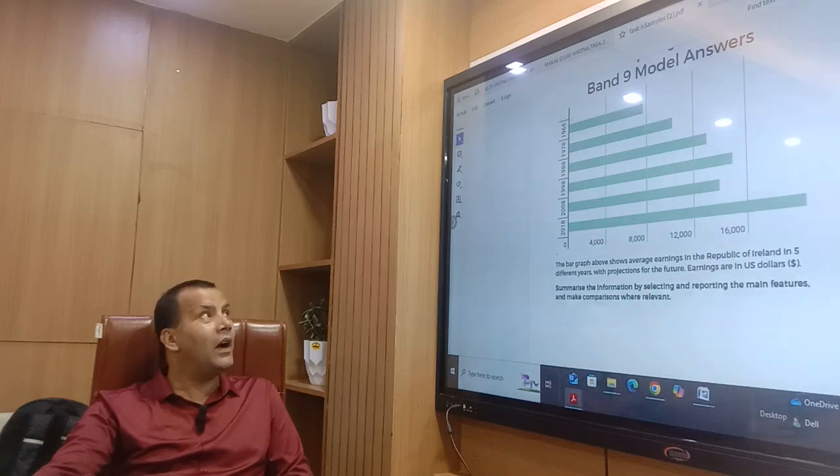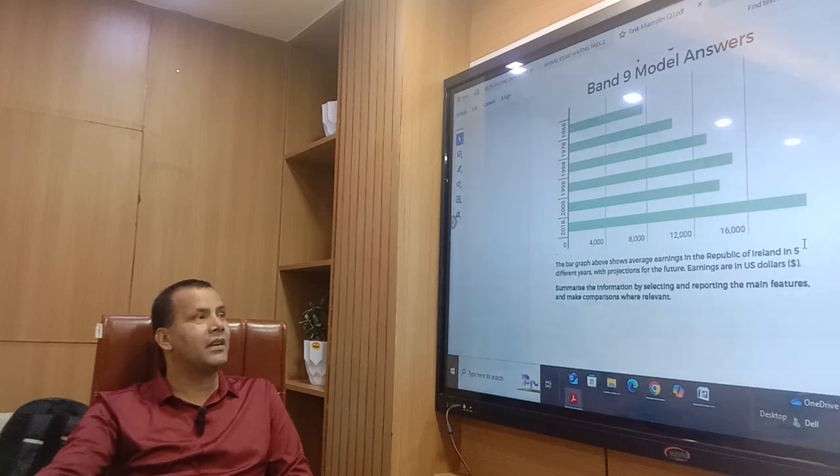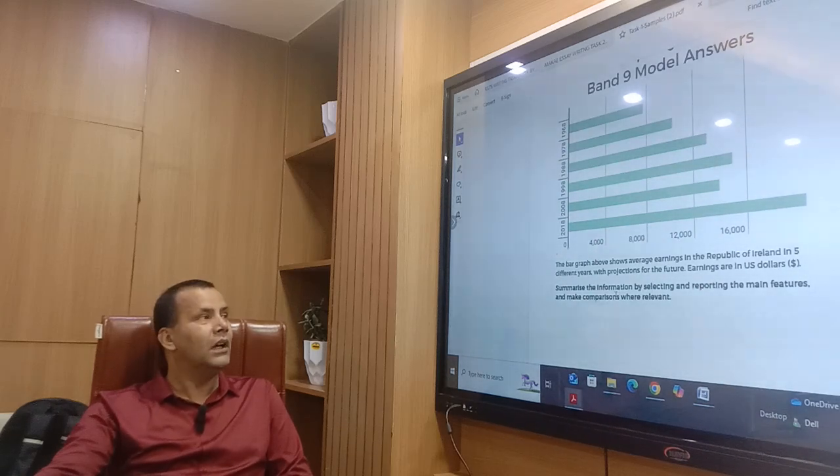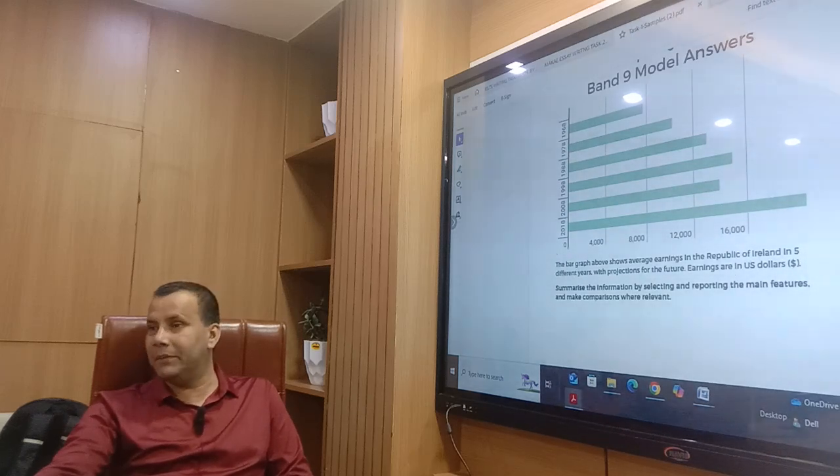And what was the average earning in Ireland? In the 1960s, this was the average earning. In 1978, this was the average earning. Republic of Ireland in 5 different years with projections. Projections means estimated, expected, speculated, with projections for the future. Earnings are in US dollars. Earnings have been converted into American dollars.